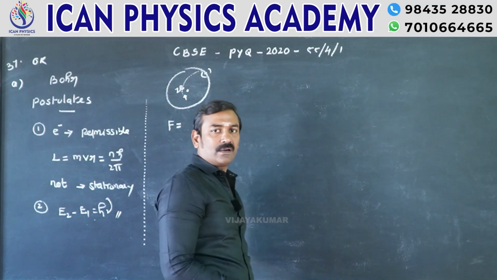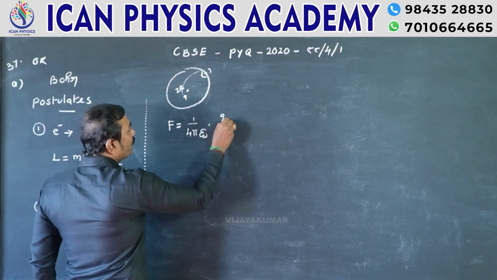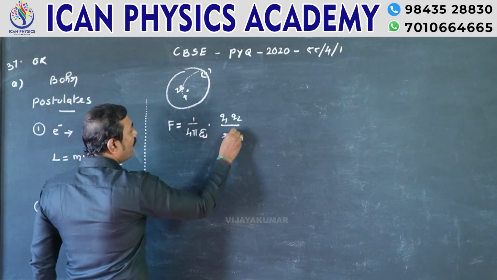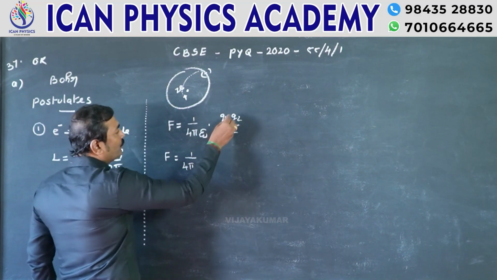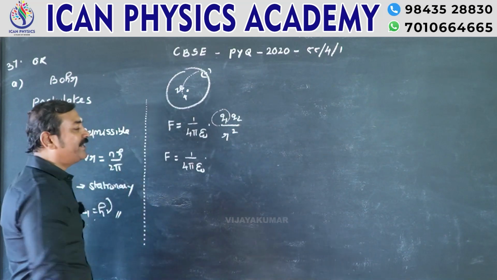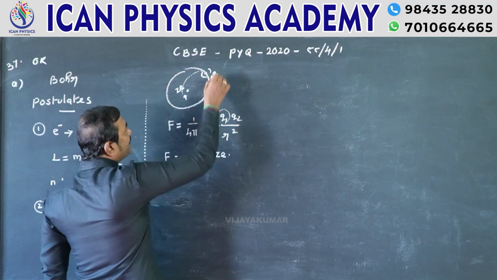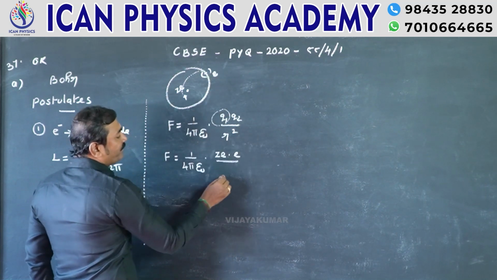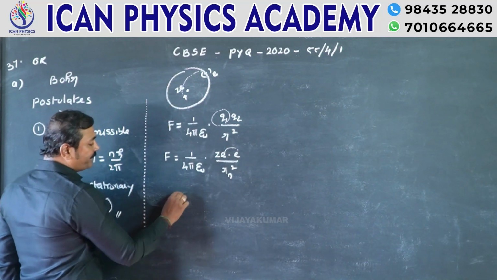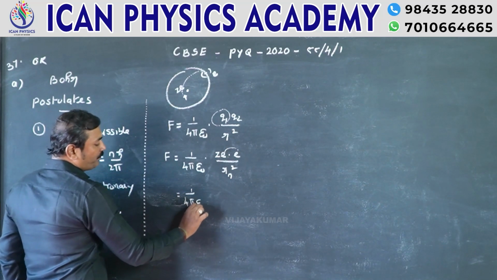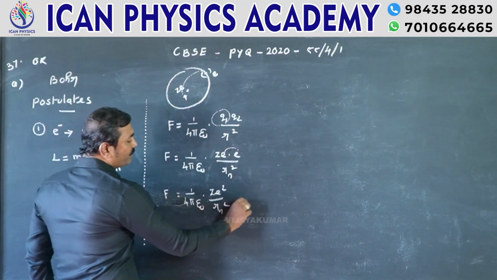F equal to 1 by 4 pi epsilon 0 Q1 Q2 by r square. So F equal to 1 by 4 pi epsilon 0. Q1 is the charge of the nucleus, Ze. Then Q2 is the charge of the electron, e, divided by the radius of the nth orbit, Rn square. Now e and e becomes e square. So 1 by 4 pi epsilon 0 Ze square by Rn square is the force. Let us call it equation number 1.